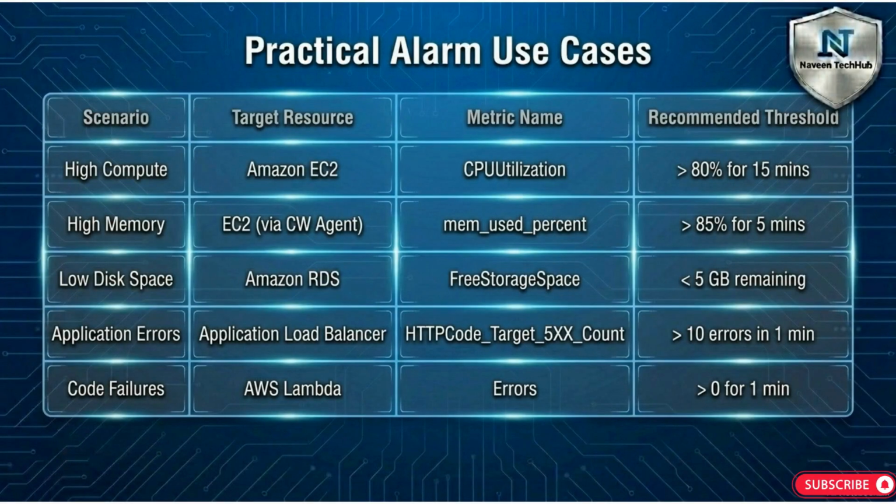CloudWatch alarms are not only for CPU. In real projects, we create alarms for many scenarios. For high compute usage, we monitor EC2 CPU. For memory usage, we collect memory metrics using the CloudWatch agent. For low disk space, we monitor disk usage. For application errors, we monitor ALB 5XX error count. For Lambda failures, we monitor Lambda error count.